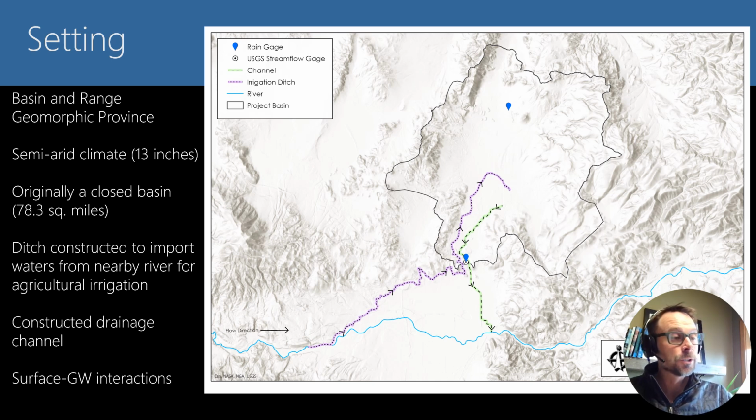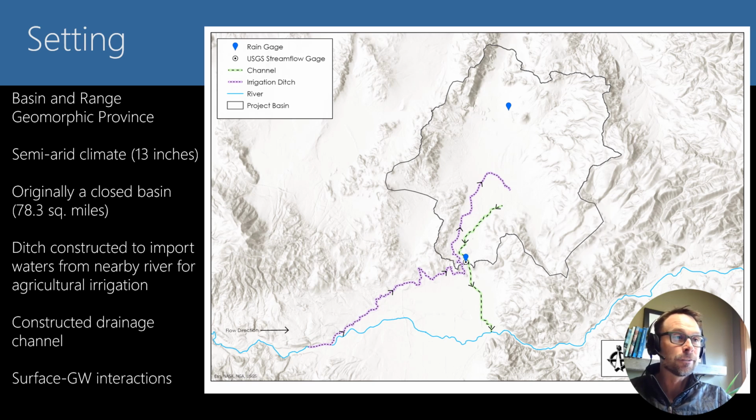You can know that the project was located in the Basin and Range geomorphic province. It's a semi-arid area, roughly 13 inches of rainfall or precipitation a year. And it was originally a closed basin. A closed basin, like all watersheds in the Basin and Range, has no outlet. Runoff is collected into a playa and infiltrated or evaporated.